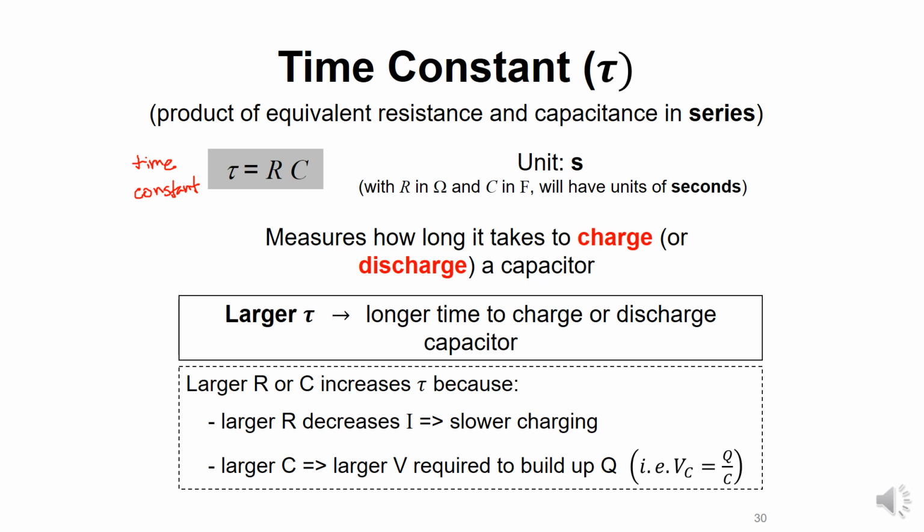You can also think of it in terms of resistance and capacitance. So look at the box at the bottom. We know that tau equals RC. That means a bigger R or a bigger C will lead to a bigger tau. Just think of the equation here. Think of the equation at the top.